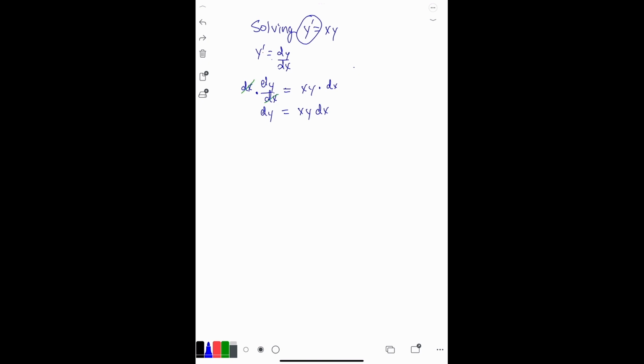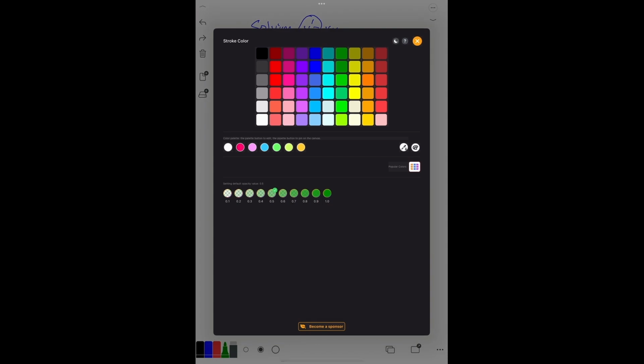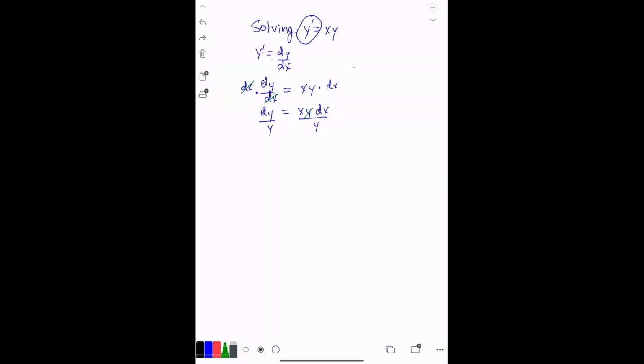Now what we want to do is divide the y's on both sides as well. So we're going to cancel that out. Cancel out the y's. And now all we have left is dy over y is equal to x dx.